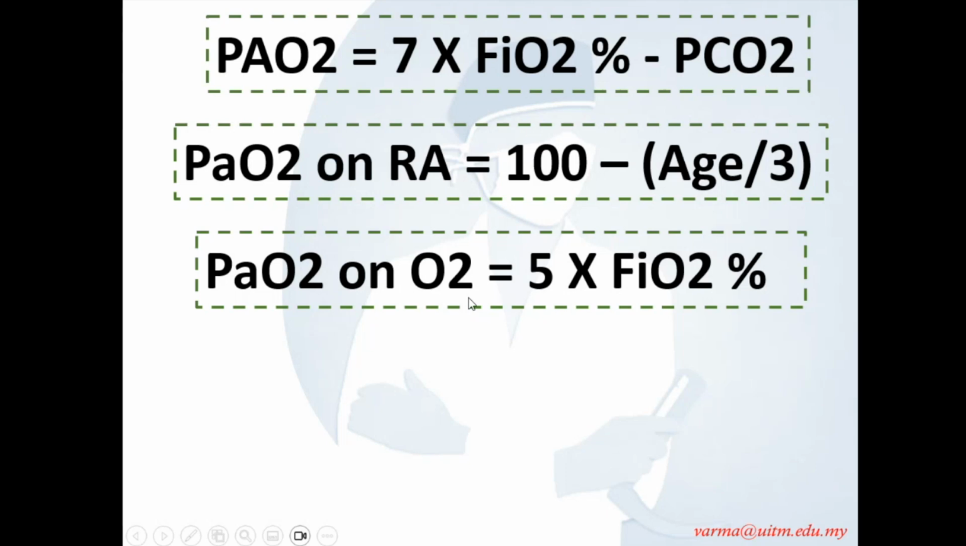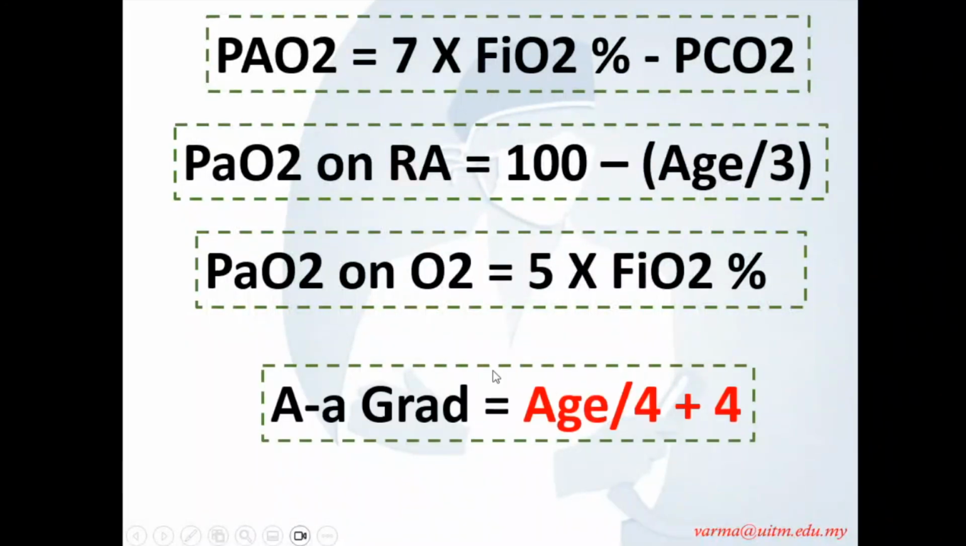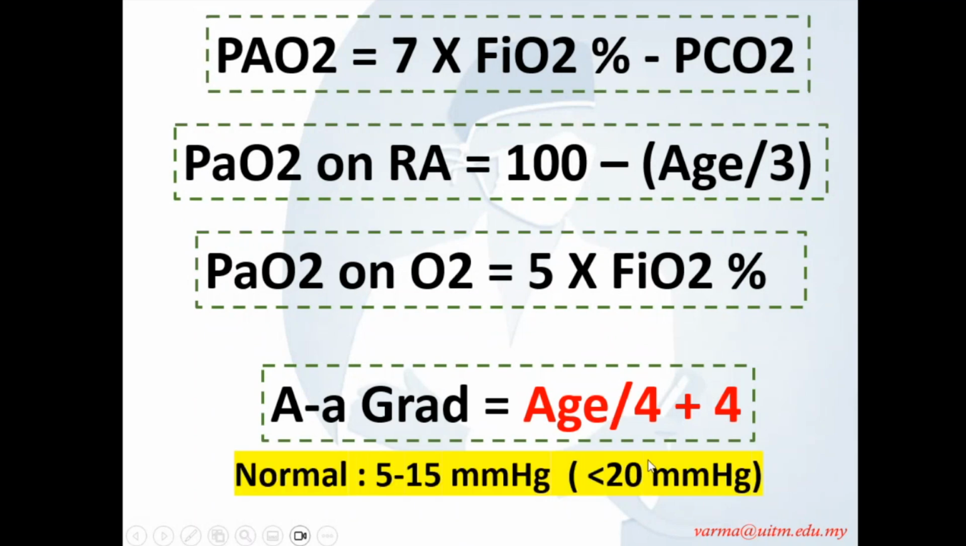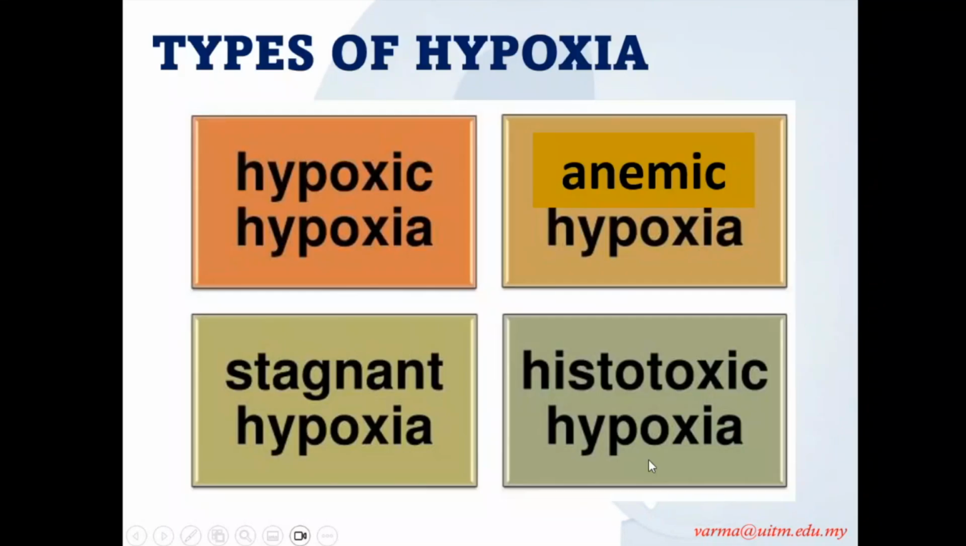When you go for a basic ICU course, they teach all this calculation just for quick reference. But if you want to calculate a proper AA gradient, you have to use the PaO2 from the ABG. Since you don't want to do your alveolar gas equation extensively at the bedside, you can follow this. Then you take the PaO2 from your ABG and calculate your AA gradient. AA gradient we already talked about. It's age divided by 4 plus 4 is the expected for a patient, and the normal is less than 20 millimeters of mercury.